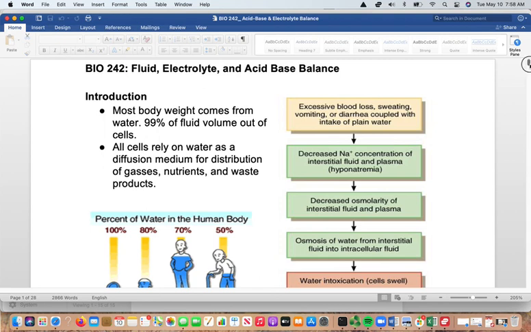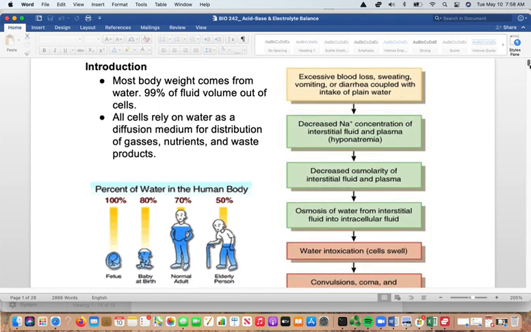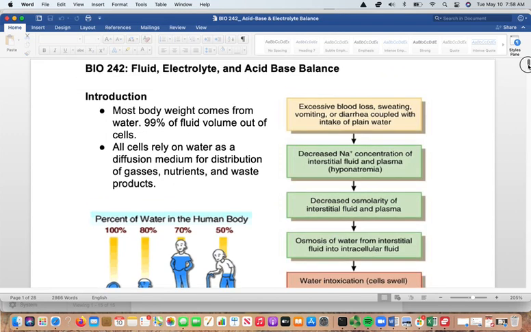As you age, the percent of water in the human body does decrease. So it starts out very high as a fetus and moves down to about 50% as an elderly person. So water balance will influence a lot of things.